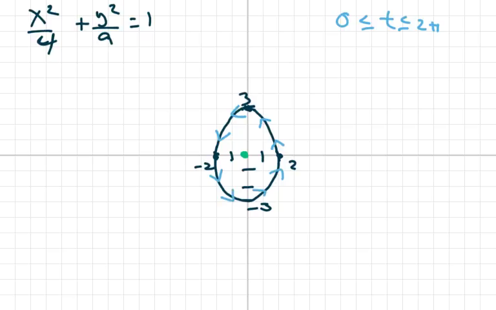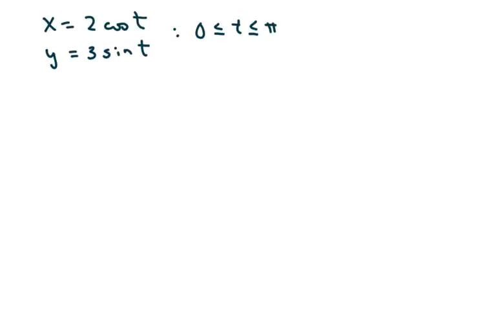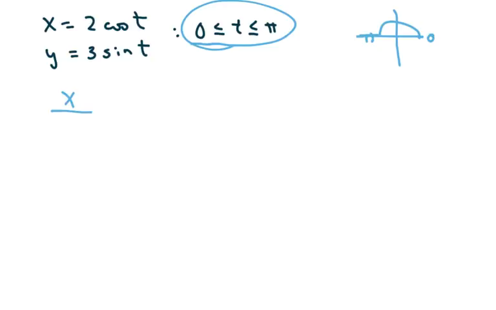Okay? And the next one's similar. The only problem with this one is that we're only going to graph half of an ellipse, because we're only going to go from 0 to pi. So basically we're going to rewrite this again. x over 2 equals cosine of t, and y over 3 equals sine of t.